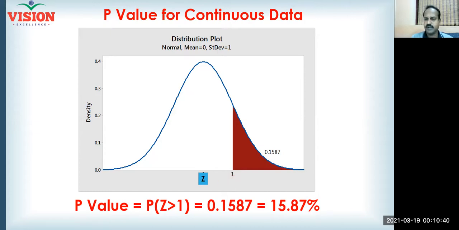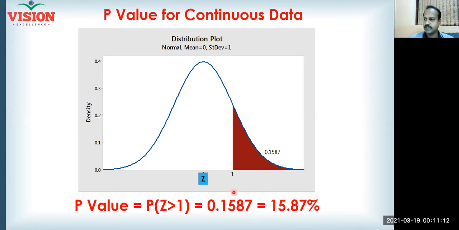So what is the definition we learned? P-value is equal to the probability of Z being more than the observed value. What is the observed value? 1. So the probability of Z more than 1 is the p-value, the probability of significance as far as this study is concerned. This probability is found to be 0.1587, and so the p-value is 15.87%.